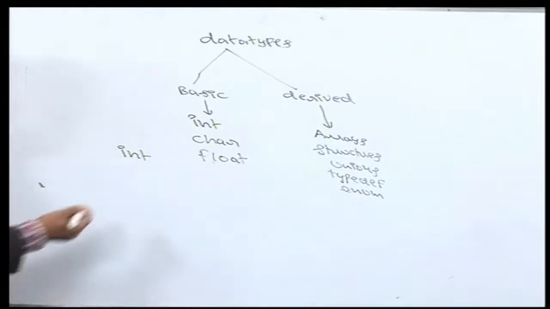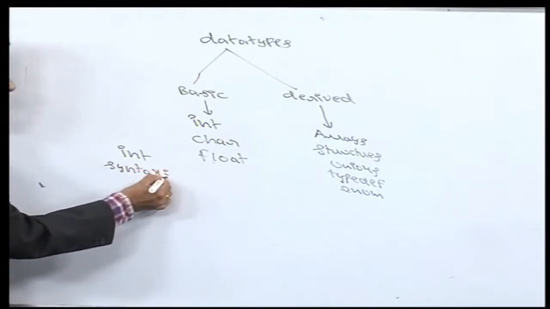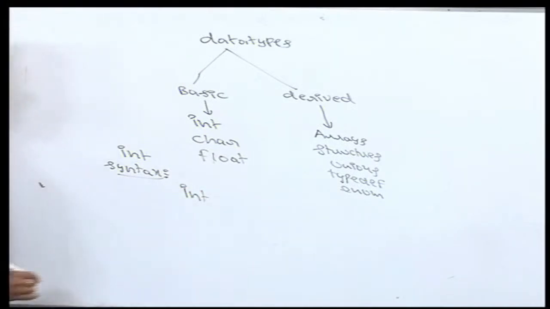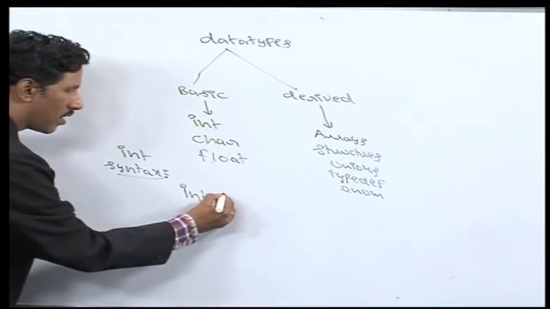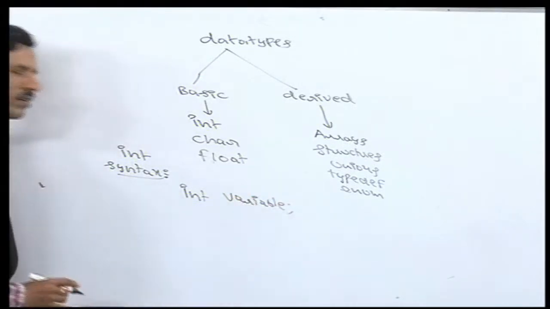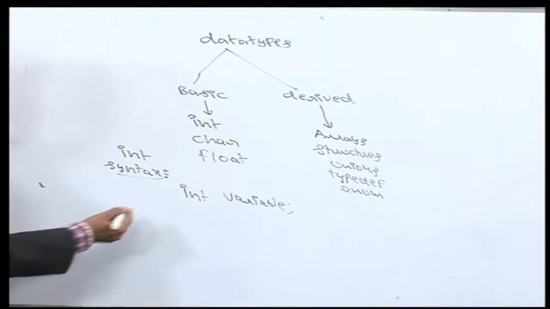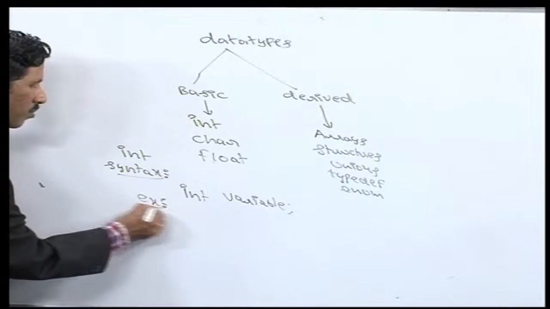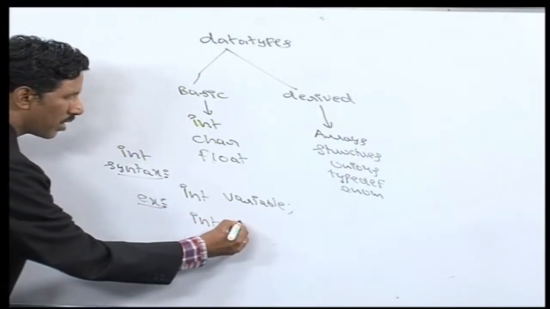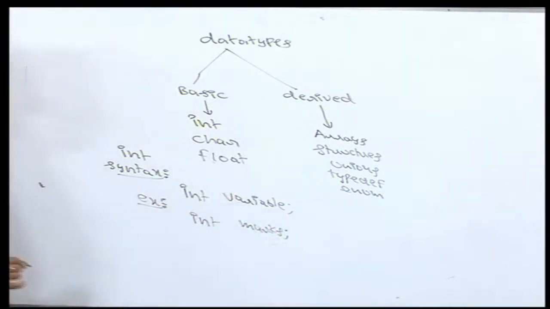How to create the integer type? You see some syntax. How to use the integer data type? Syntax: int, and int is a keyword. After that, a variable. The variable is user defined. Int is a keyword; variable is nothing but user defined. Now, if I want to create an integer variable, you see the example: int. Int is a keyword. What is my variable? Marks. I want to store the student marks.